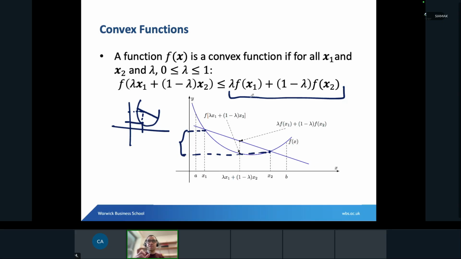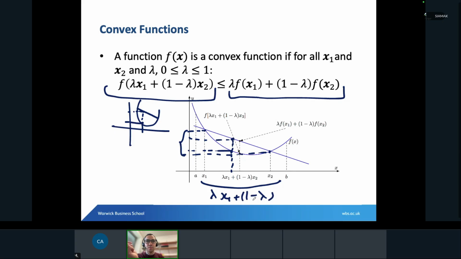This always gives me a value between f of x1 and f of x2, which are here. And I want to show that any value that I get here is greater than the associated value. For instance, this is the value which comes from here, right? And the same x gives the function value of here. The function value is this one, because this point here is the linear combination of these two. This point here is lambda x1 plus 1 minus lambda x2. Okay? And f of this gives me this one.